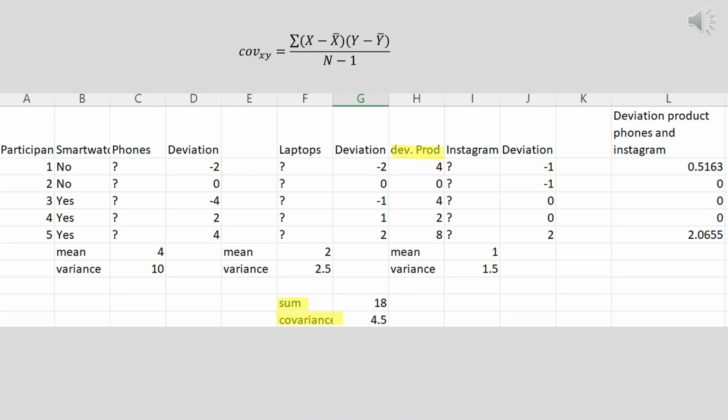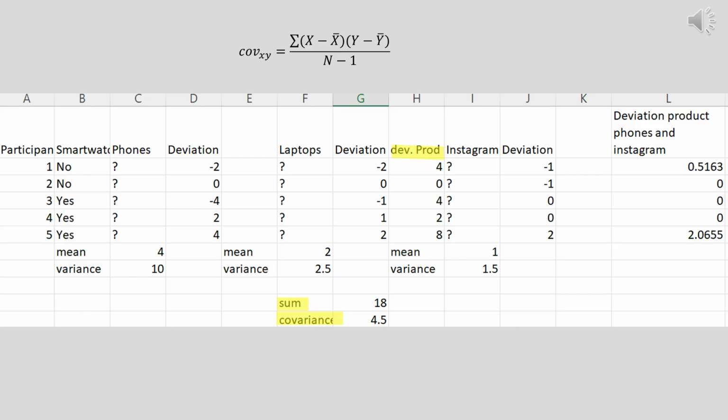All right, so on an exam, you would actually be given this Excel data file, and so you could open it and work in Excel. Remember that the covariance is the sum of the products of the deviations from X and the deviations from Y for each participant divided by n minus 1. So in order to figure that out, you'd have to get the deviations for phones and the deviations for laptops, and fortunately that's already here. It's already in the data.